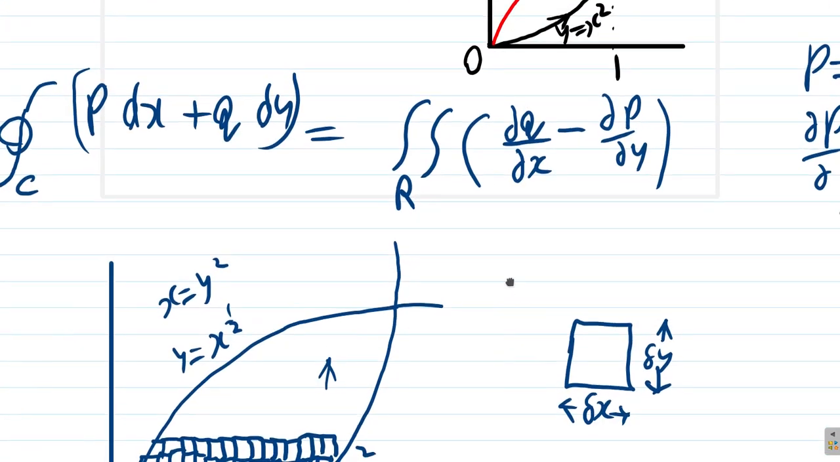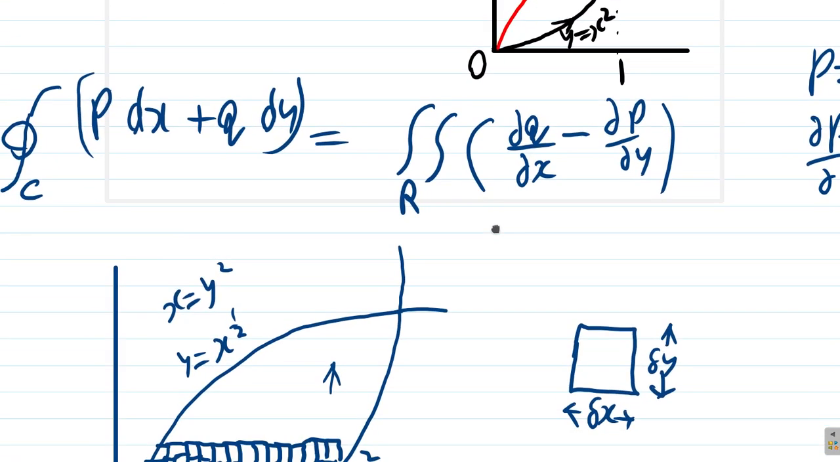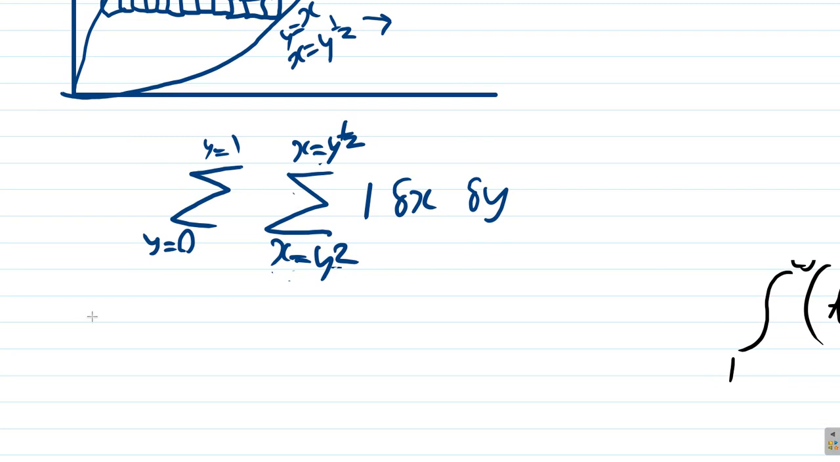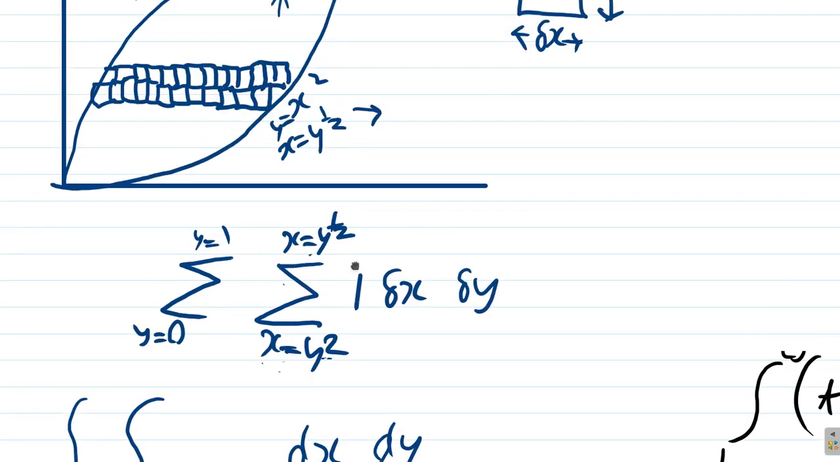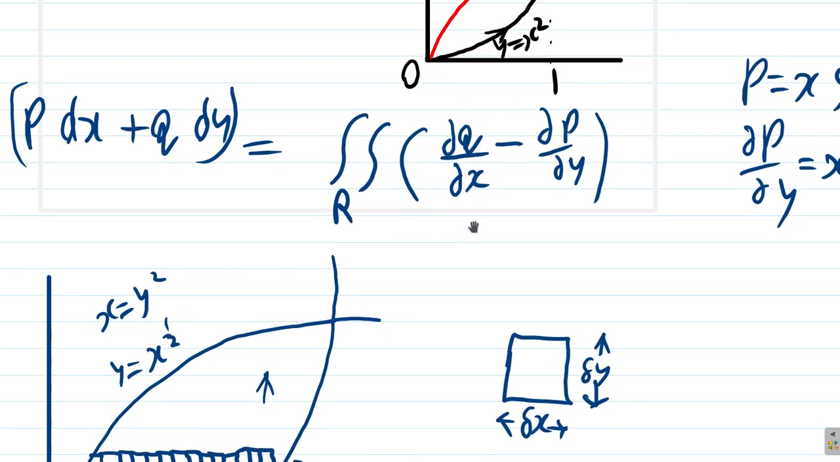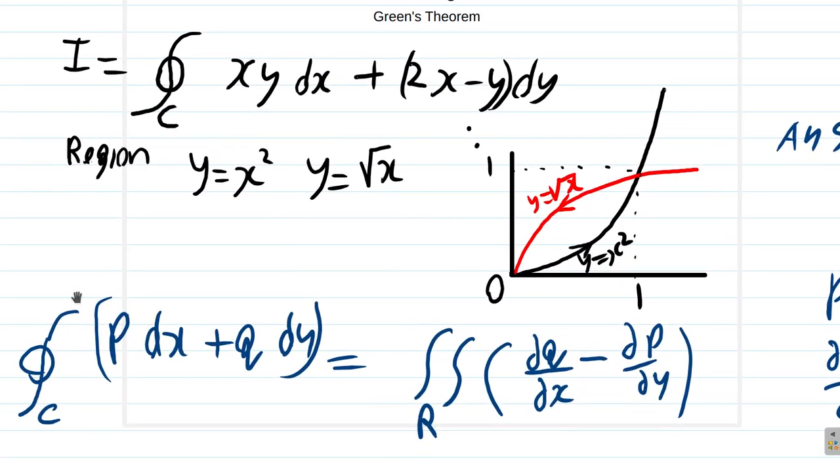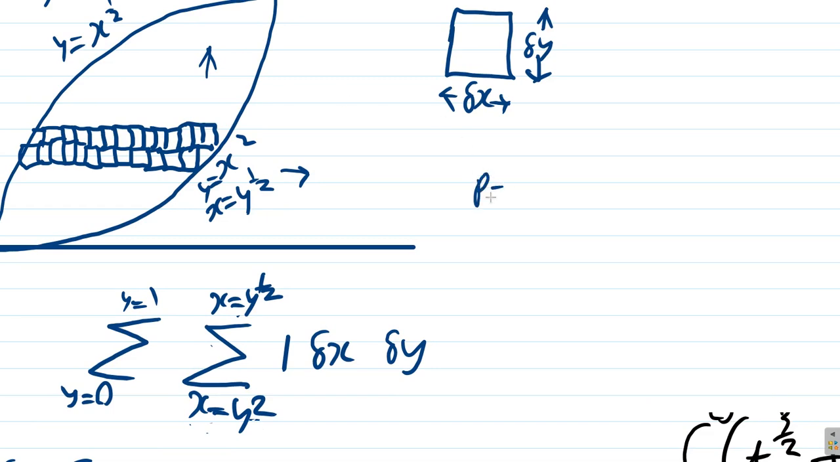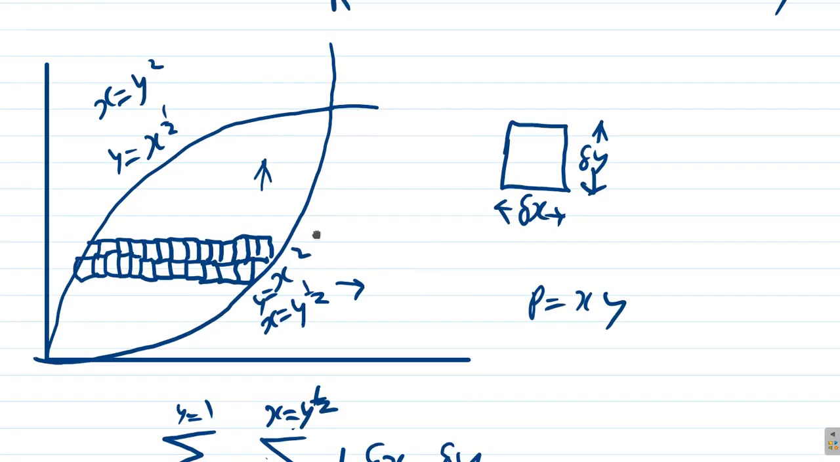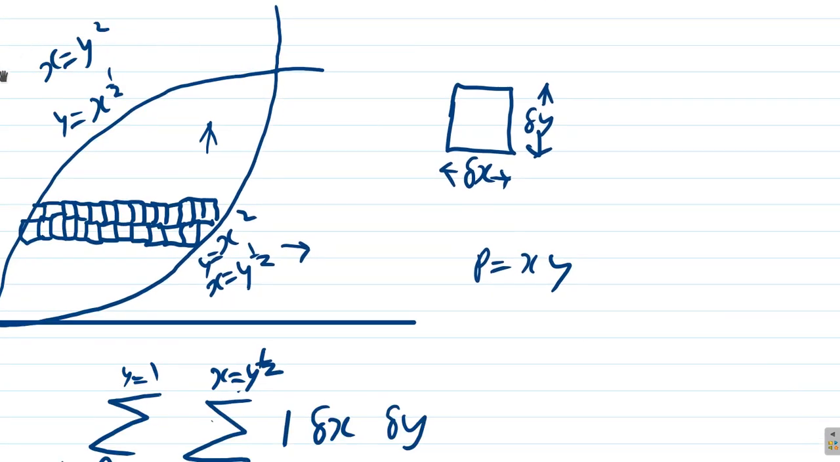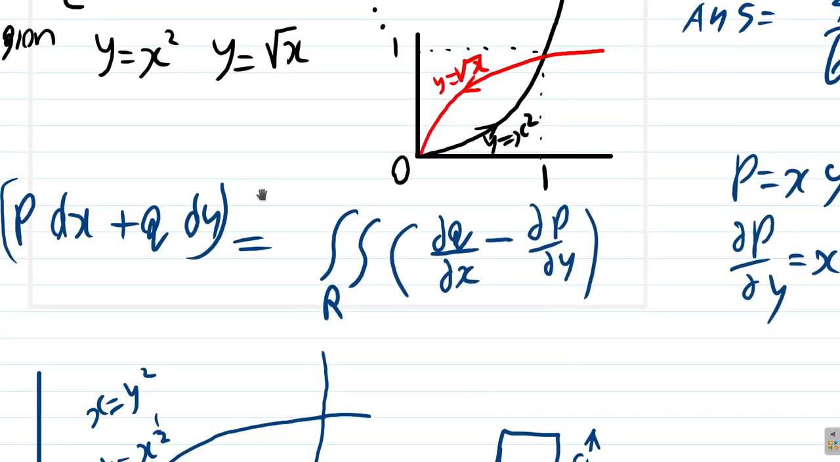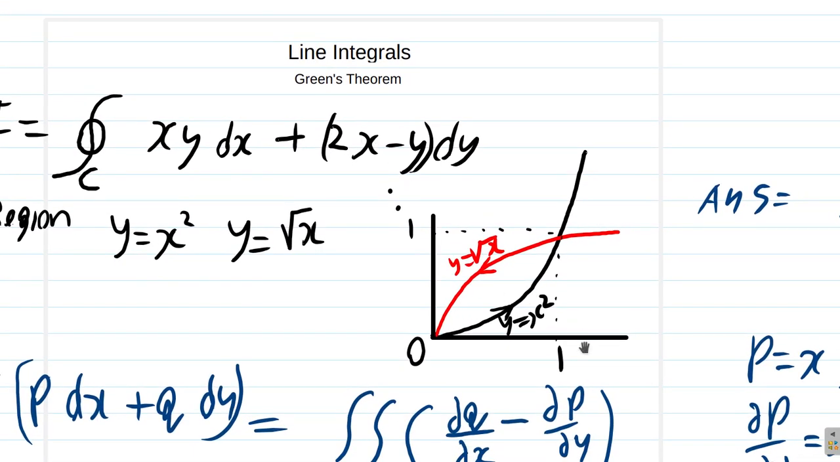So what we have in integrating this is going to be a double integral. You can go dx first and then dy. What we're integrating is delta q by delta x minus delta p by delta y. We see that p, comparing, p is equal to xy. So since p equals xy, then delta p by delta y is equal to x.